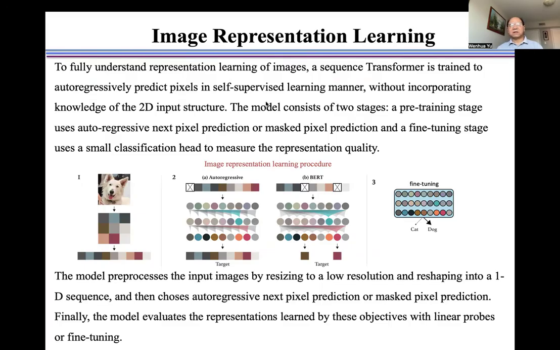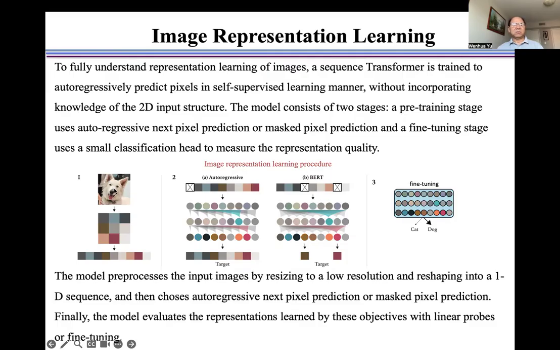The model consists of two stages. Namely, a pre-training stage uses autoregressive next pixel prediction or masked pixel prediction, and the fine-tuning stage uses a small classification head to measure the representation quality. Here is the image representation learning procedure.